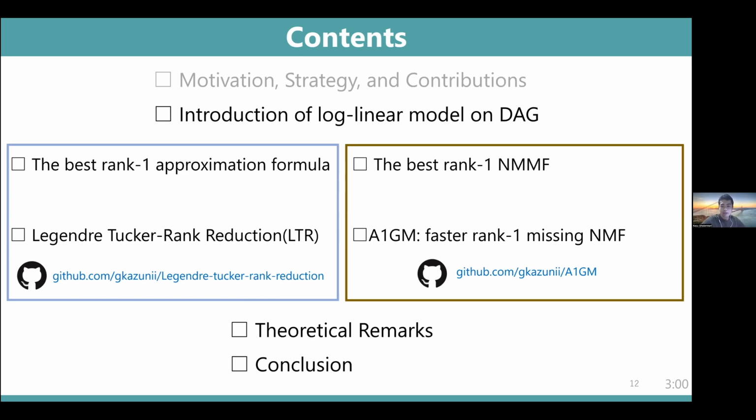Okay, this is the contents of my presentation. The first part is about LTR, and the second part is about NMF with missing values. Before diving into the main parts, we need to introduce how to treat various data structures.